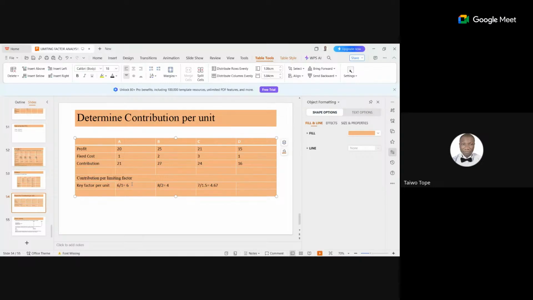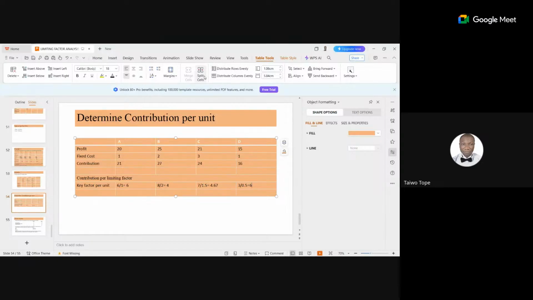4.67. And for D, overall, you incur how much? You incur 3 naira. And cost per hour is what? 0.5. The result will be what? 6.